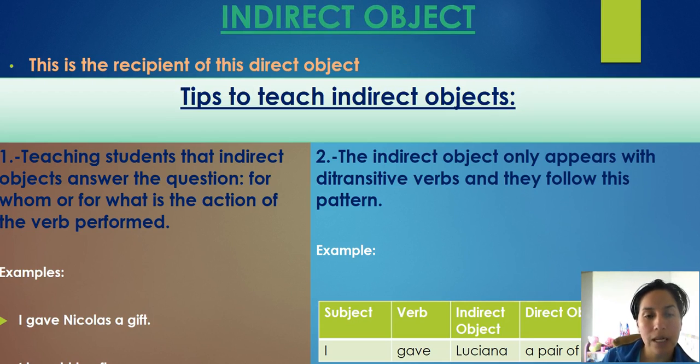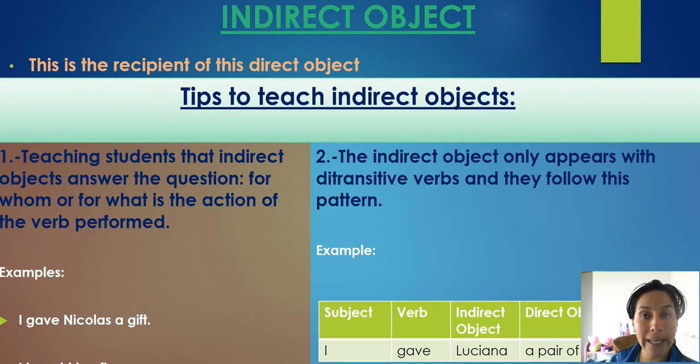Indirect object. This is the recipient of the direct object, so the indirect object says to whom or for whom the action of the verb is performed. An indirect object cannot exist in a sentence that does not have a direct object. There are two tips to teach indirect object. An indirect object is always a noun or pronoun which is not part of a prepositional phrase, and it answers the question for whom or for what the action of the verb is done.